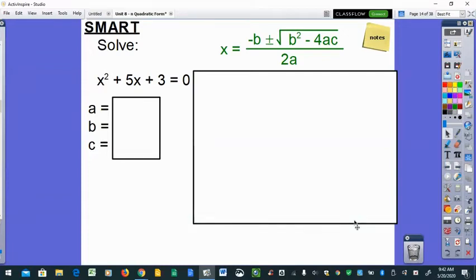So, have you been singing the quadratic formula song? If not out loud, in your head? You don't have to admit it right now. I know it's happening.